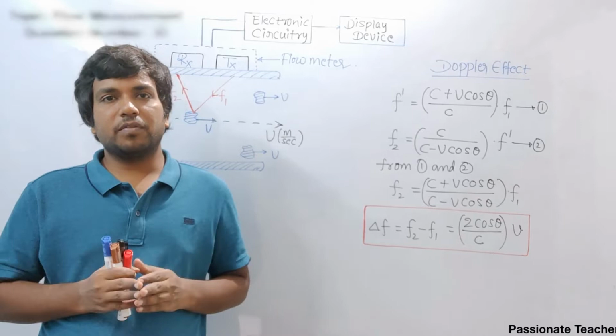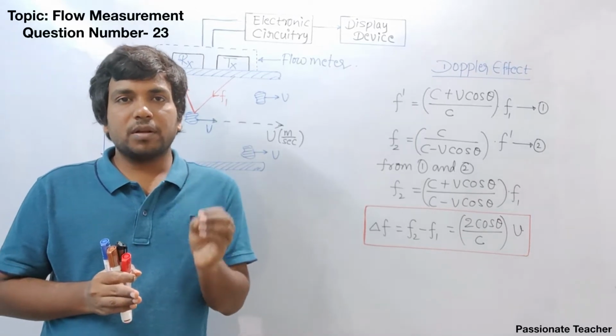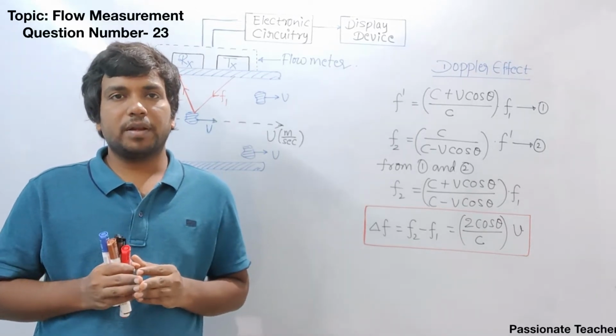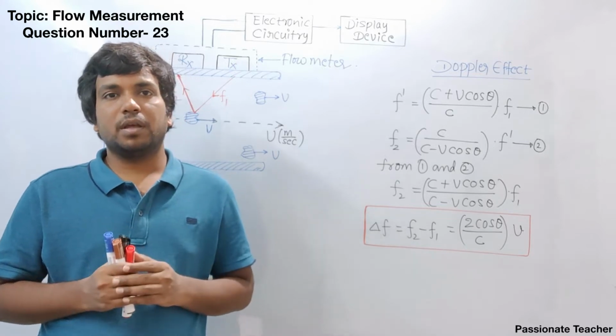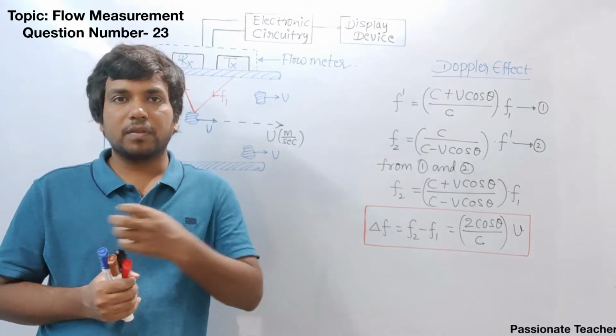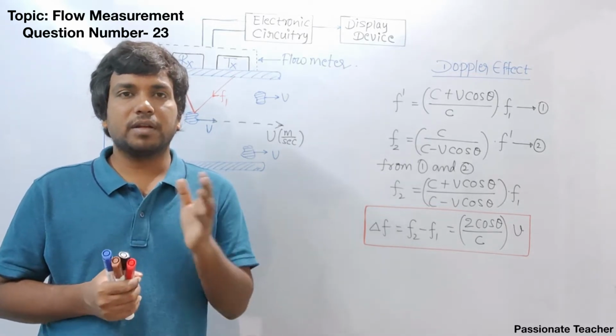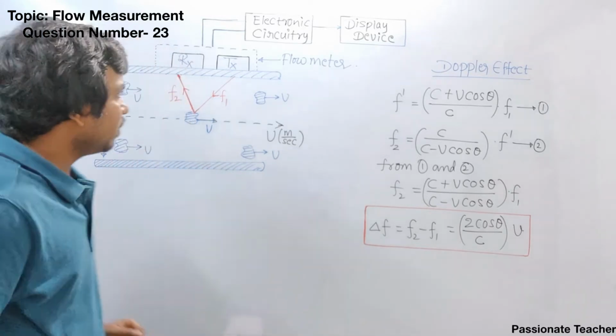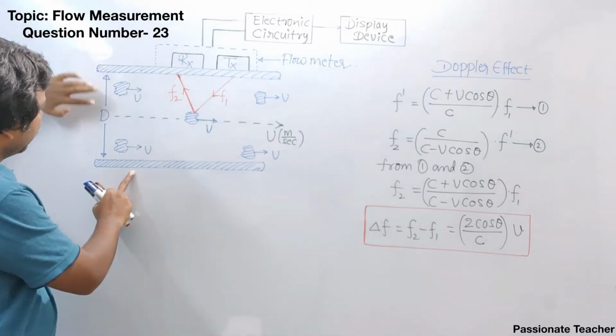Let us discuss the answer of this question. Doppler shift type ultrasonic flow meters are exclusively used if the fluid has suspended particles or dirt particles. Now, let us consider a pipe whose diameter is d.